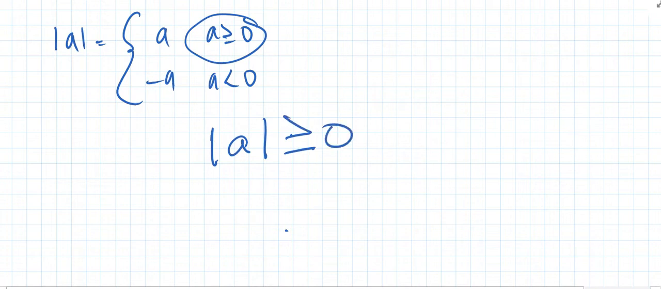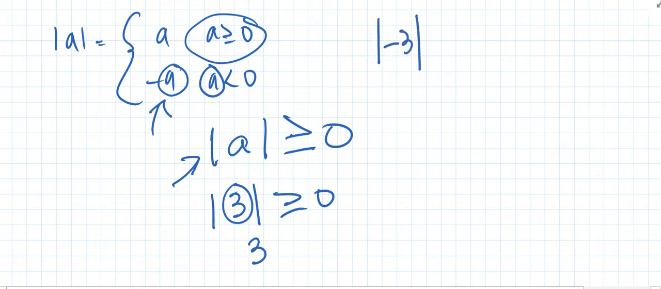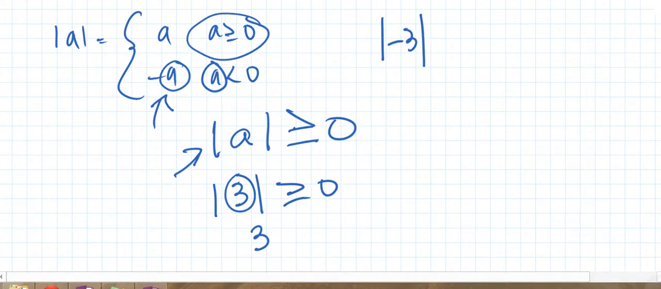If you have vertical bars, which is absolute value, let's say 3 is definitely greater than or equal to 0, so the number is simply going to be what's inside, 3. Now, if the number inside is less than 0, it says do negative a, or negative that number. So if you have vertical bars negative 3, the number is less than 0, that's a true statement. You do negative what's inside, and then you get 3.